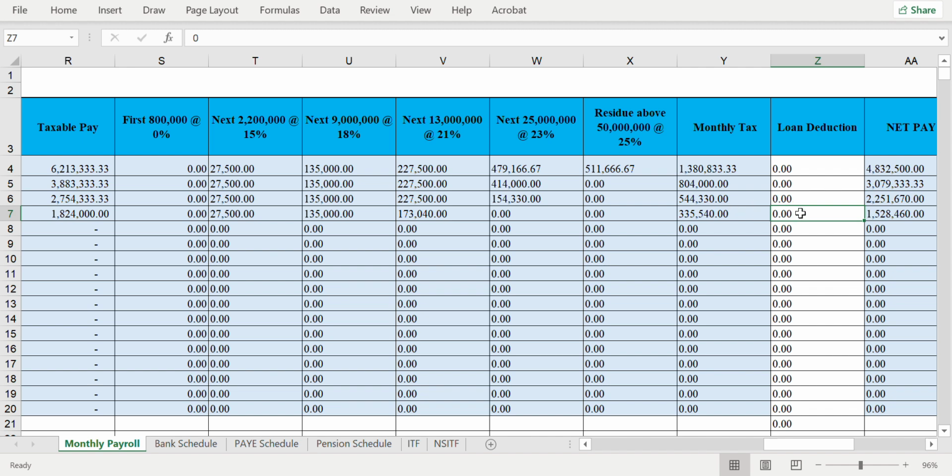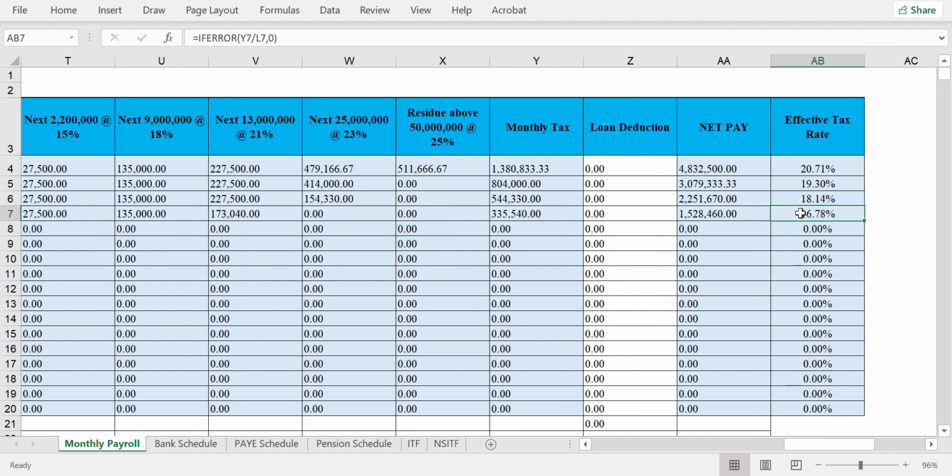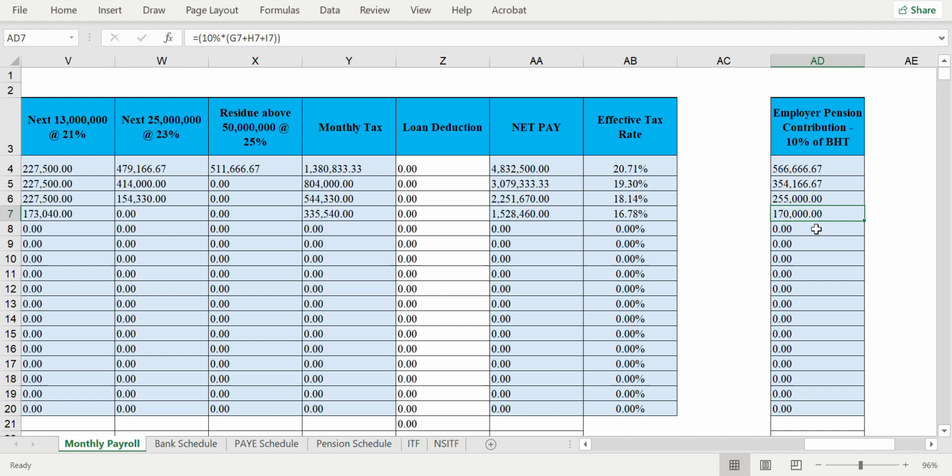Then if there's any loan deduction, you put it by yourself. If there's any loan deduction you need this person to be paying, you include it by yourself. And then we have the net pay. Now we have the effective rate, to calculate the effective rate of this person. The effective rate is automatically calculated as well. And then at the extreme end, which is not part of the payroll, it doesn't have effect on the payroll, but it's good for us to have this information, is the employer pension contribution of 10%. If we are deducting pension, the employer pension has to also be computed.